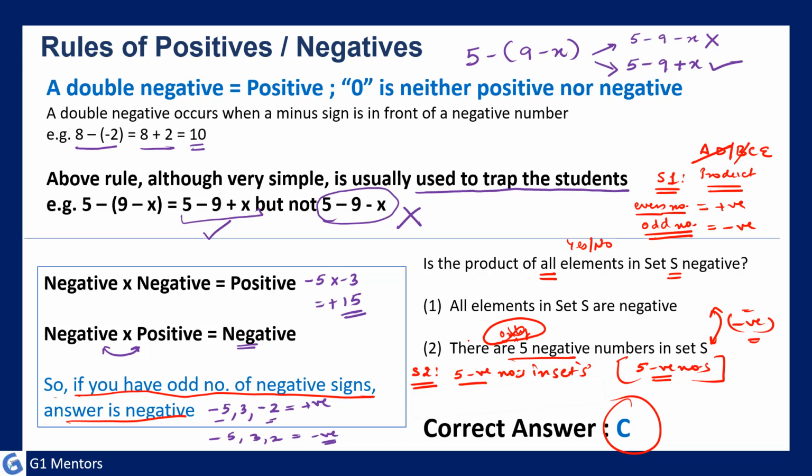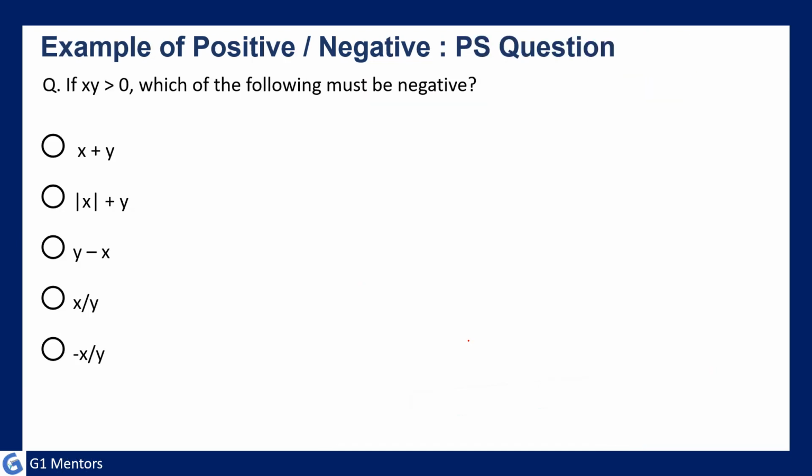Okay. Now let's try another question. It's a problem solving question. It is given that x and y are greater than 0. Which of the following must be negative? So this is the question. We'll try to solve this question the same way as we solved in odd and even. First we try to solve it by our concepts and then we try to solve it by plugging in the numbers.